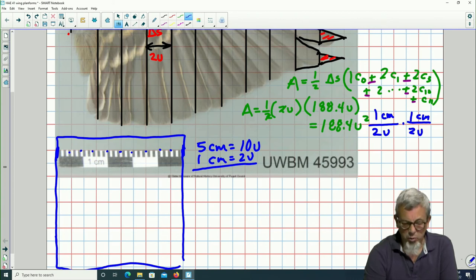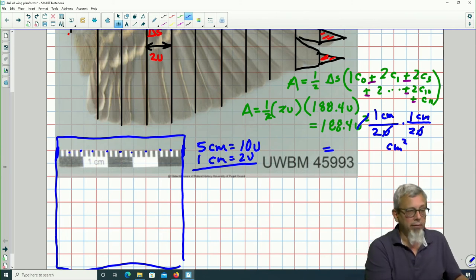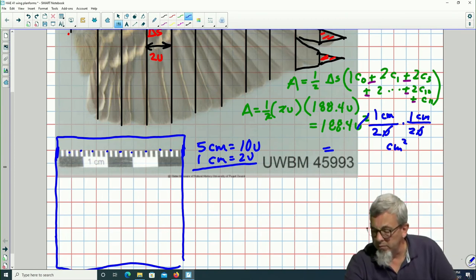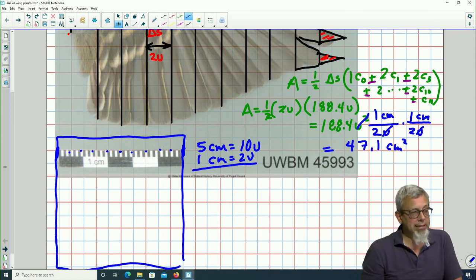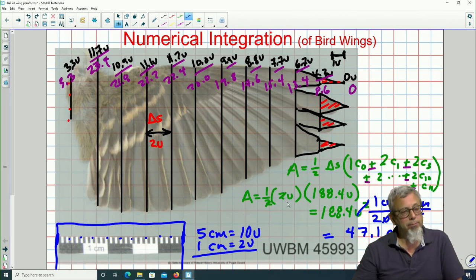Okay? In other words, basically we're doing the conversion a second time, so we're going to end up with units that will cancel out. We'll end up with an answer in centimeters squared, but now it's 188.4 divided by 4. And that 188.4 divided by 4, let's see here, 188.4 divided by 4 equals 47.1 square centimeters. And that's the area of our Arcadian flycatcher bird wing.